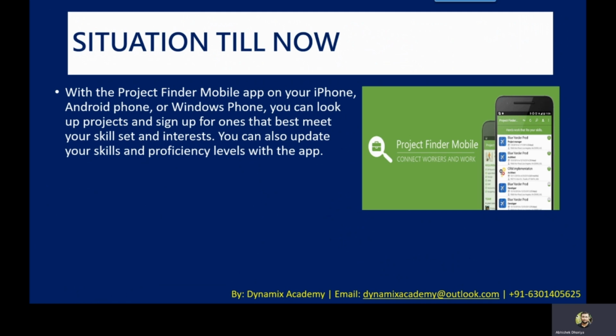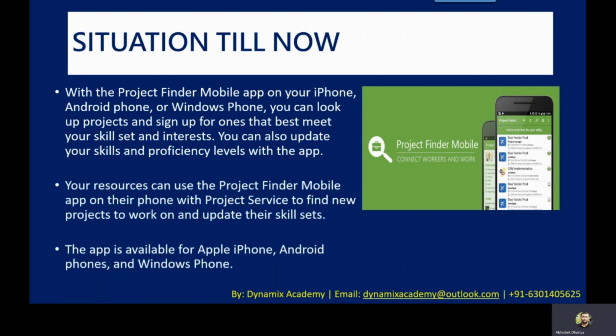With Project Finder mobile app on your iPhone, Android phone or Windows phone, you can look up for the projects and sign up for ones that best meet your skill set and the interests. You can also update your skills and proficiency levels with this app. Your resources can use Project Finder mobile app on their phone with Project Service to find new projects to work on and update their skill sets. The app is also available for Apple iPhone, Android phones and Windows phone.